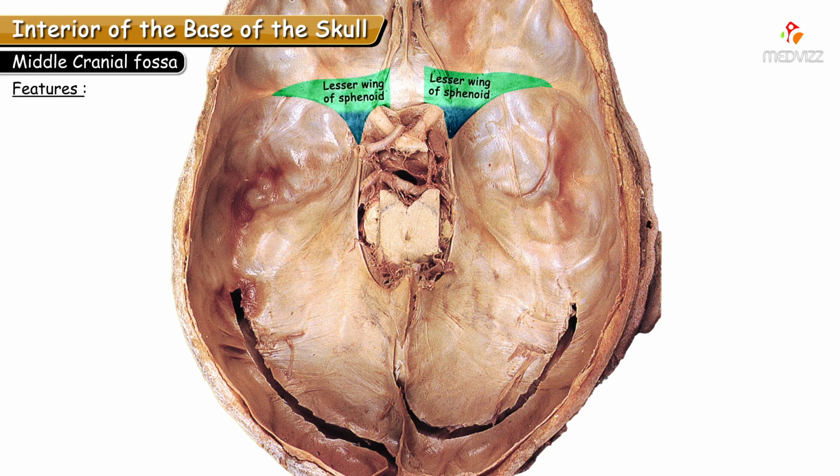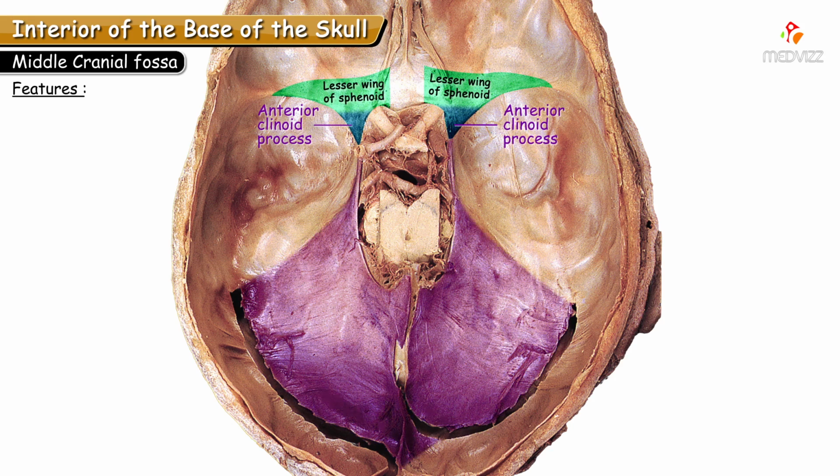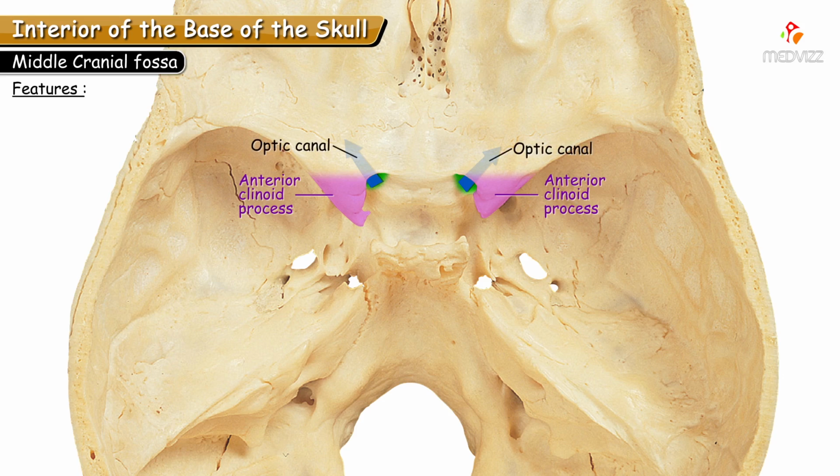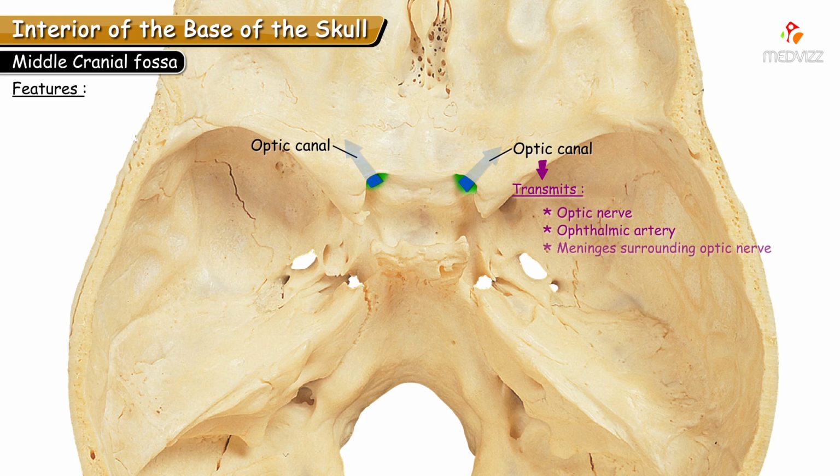And now trace along the medial side of the posterior border of lesser wing of sphenoid. We know the tooth-like projections are anterior clinoid processes which are present on each side, gives attachment to free margin of tentorium cerebelli. There is a canal hiding below this anterior clinoid process called as optic canal, and this canal connects the middle cranial fossa with the orbit. It transmits optic nerve, ophthalmic artery, and optic nerve is surrounded by meninges which continues with the outer layer of eyeball.